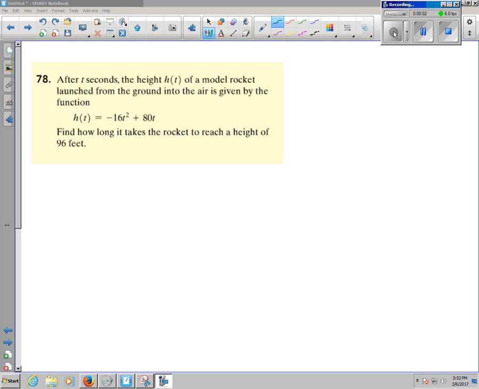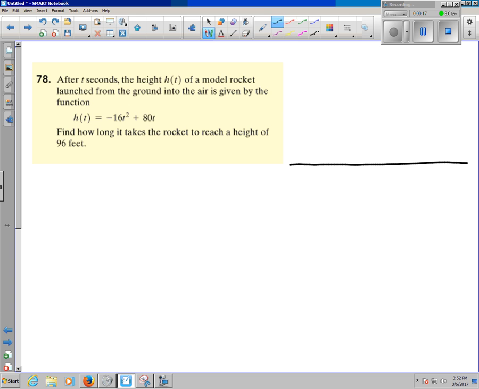All right, so again, we're going to take a look at a problem out of our textbook, and this is going to be chapter 5.7, number 78. In this problem, we're going to be launching an object from the ground level, and we want to know at what time t it's at a particular height.